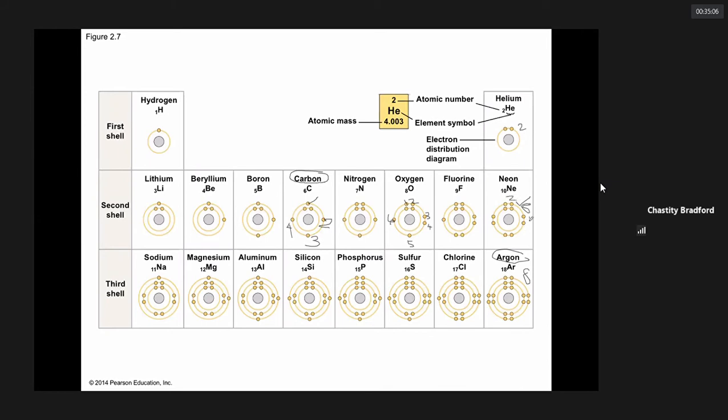2, 4, 6, 8. These electrons in this outermost shell. Brooklyn, what do they determine? The electrons in the outermost shell, they tell you something about the atom. What do they tell you?